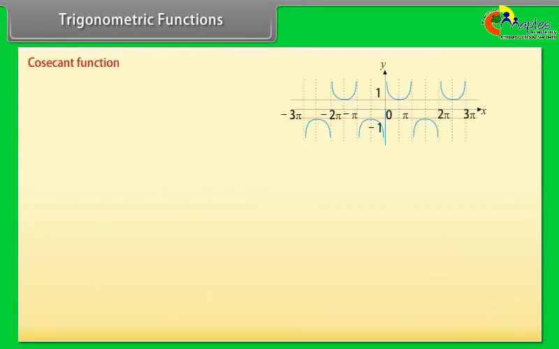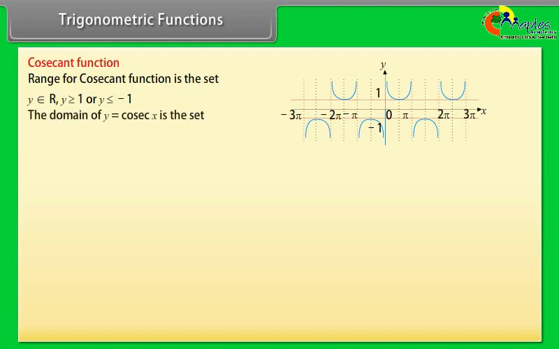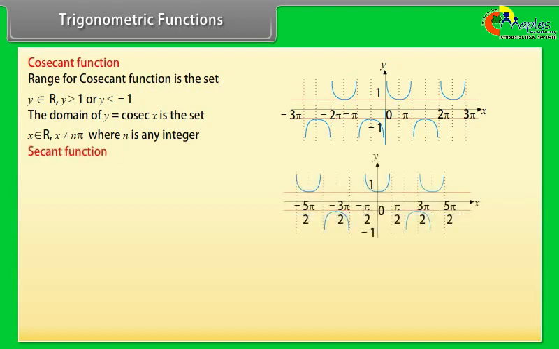Cosecant function. Range for cosecant function is the set of y belonging to real numbers, y greater than or equal to 1 or y less than or equal to -1. The domain of y equals cosec x is the set of x belonging to real numbers, x not equal to n pi, where n is any integer. Secant function. Range for secant function is the set.